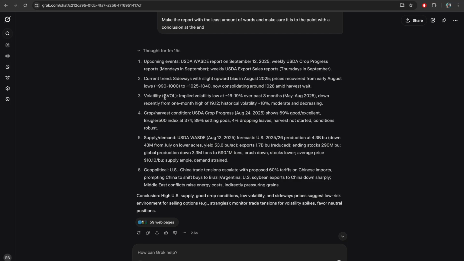Now for volatility, it's currently pretty low, which is very true, and down recently from its one-month high. That's also very true. So volatility is really low right now. Now, crop and harvest conditions.